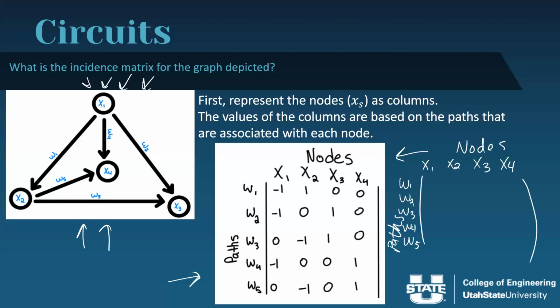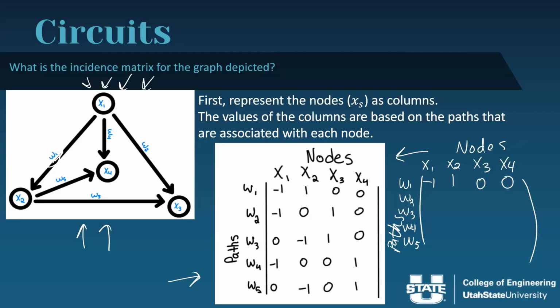All we need to do is either look at the nodes or look at it from the paths. I like to look at it from the paths. So for example, this path right here that I started turning white leaves node 1. So we're going to put a -1 right there. And it enters node 2. So we're going to put a +1 right there. What it leaves from, you put a negative. What it enters into, you put a positive. And since it doesn't touch node 3 or 4, we just put zeros there.